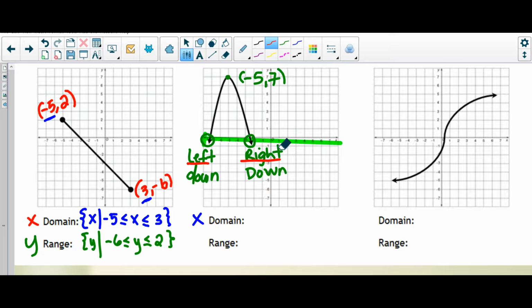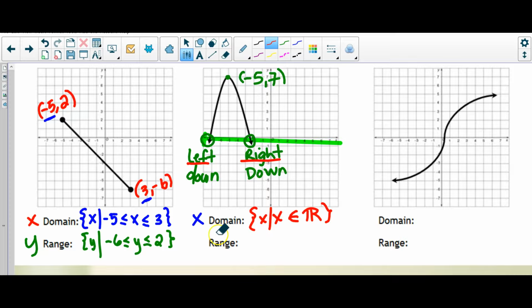So when I'm looking at the direction here, left and right has to do with my x values, my domain. I'm going to cover all the x values all the way to the left of this graph and all the way to the right, and everything in between. If I see all the way left and all the way right, that means I'm including all real numbers. We can write that as x such that x is an element of all real numbers.